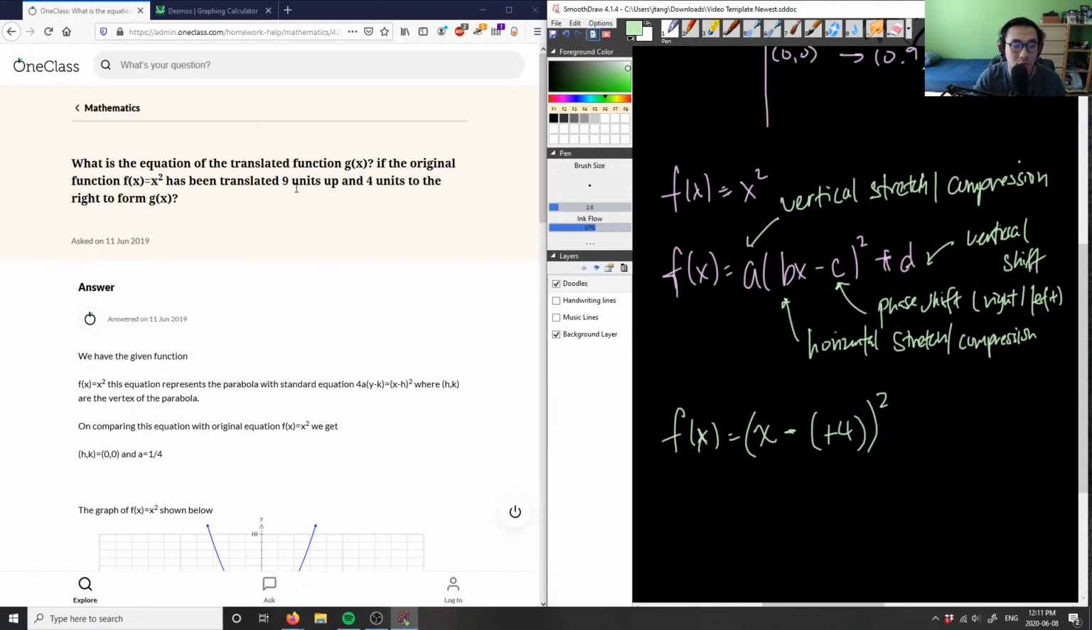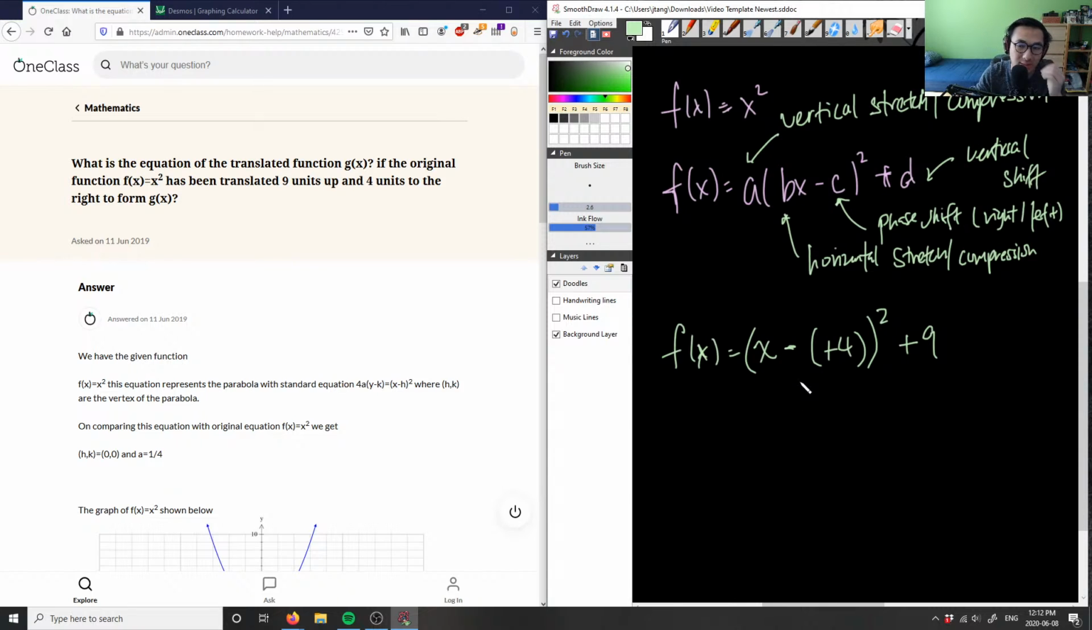And then we're going to translate the function up, right? As you can see, the vertical shift is this d value, so we're going to move up by 9. So we're going to add 9 to it. We can simplify this by saying f of x equals (x minus 4) squared plus 9. And this here is going to be the equation of our function.